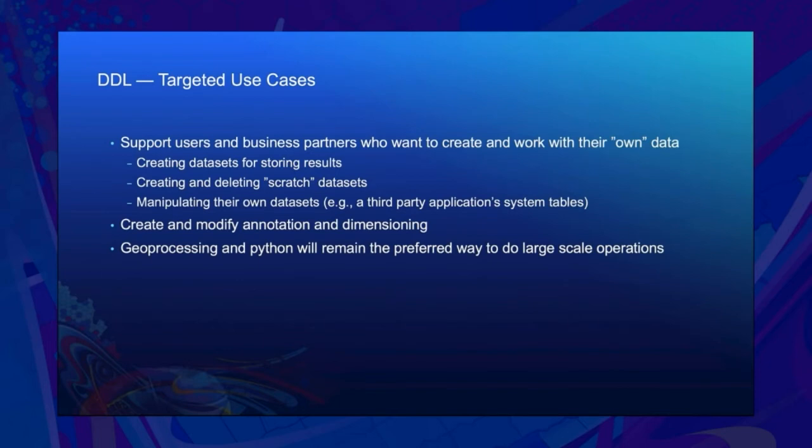So for example, if your third-party application uses system tables and you want to create those tables in an app, or if you want to create data sets or databases for storing results as you do your data processing and then delete them later, all of that is the intended use. We also want to support creating and modifying annotation and dimensioning classes, just because there are no geoprocessing tools for those. If you're doing a large-scale operation, say setting up a schema for a large utility project, we still expect that geoprocessing in Python are going to be the preferred way to do those large-scale operations.